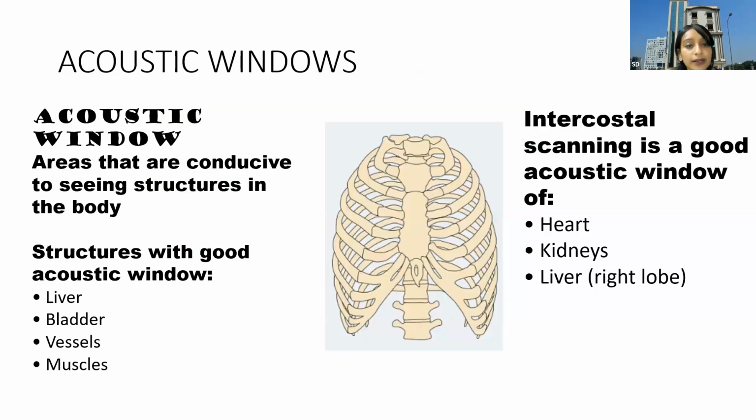Then the concept of acoustic windows. Acoustic window, in simple words, means when we are seeing a particular structure through another structure. Suppose we are seeing a particular structure through a blood vessel, then we will be able to see that area much brighter. We have seen that intercostal scanning gives a good acoustic window for seeing the heart, the kidneys, or the liver.